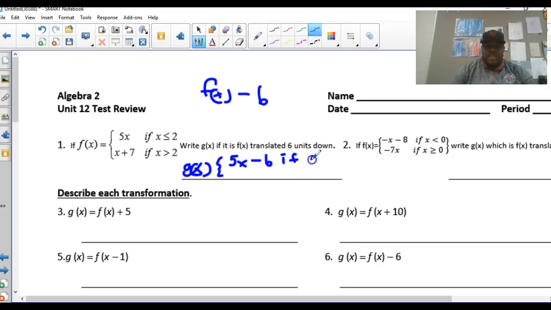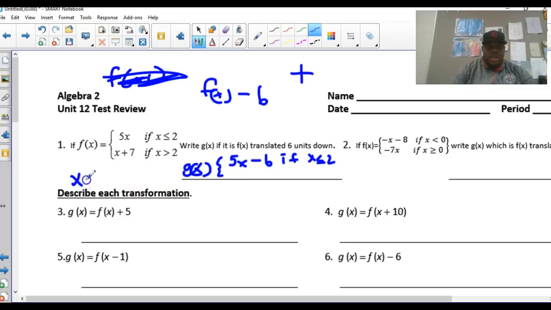Now, notice that the conditionals, x less than or equal to 2, won't change because this affects the y value. It's outside the parentheses. Remember, if this was something inside the parentheses, that would mean right 6. We're not looking at that. We're going down 6. So that has no bearing on x. That one did, that affected the x value. This did not. Remember, down is the y-axis. Down 6. Even this one, we're going to take that and move it down 6.